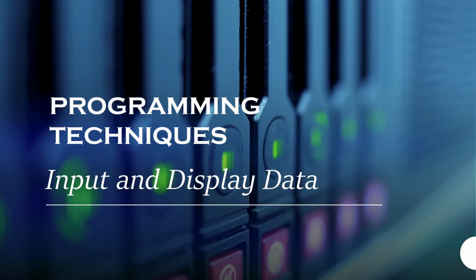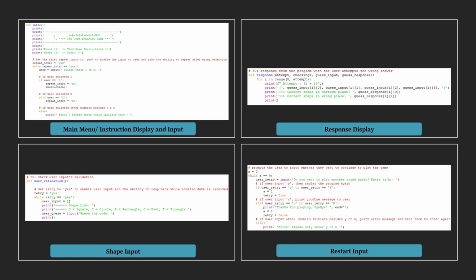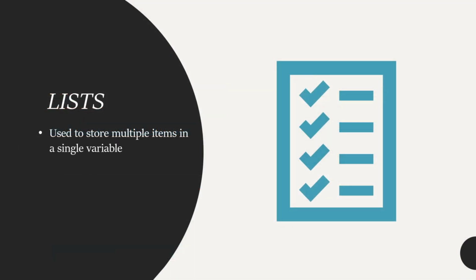First is the input and display of data. I've divided the input and display of data into 4 sections, which are the main menu and instructions, display and input, the shape input and response display, as well as the restart input. All this input and display of data is implemented by using the input and print functions. The following technique is the list. Lists are often used to store multiple items in a single variable.